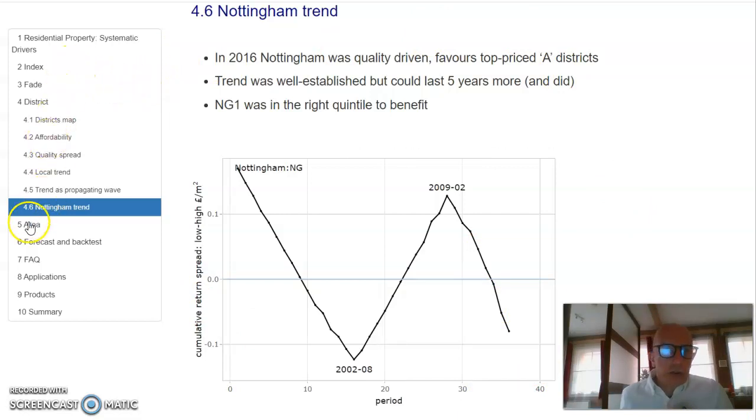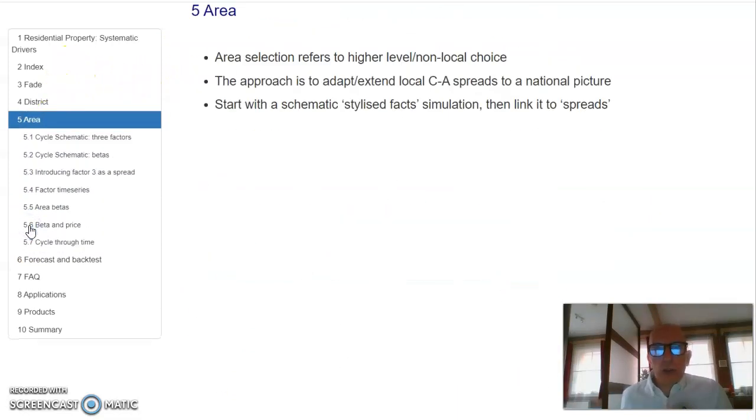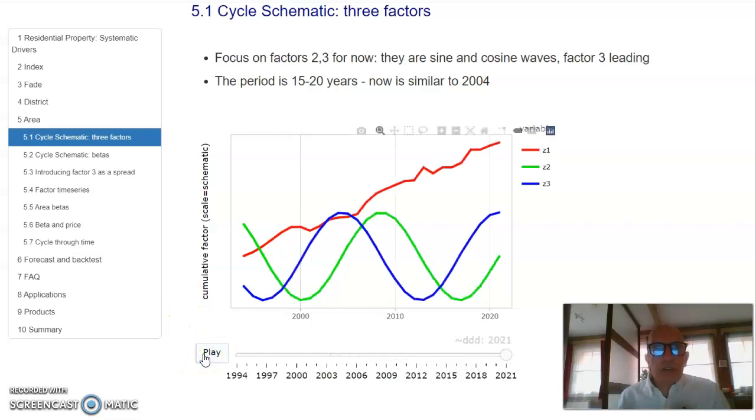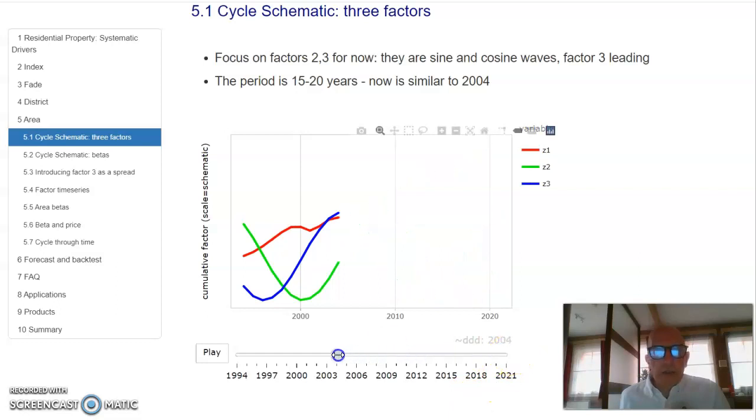Now I'm going to try to explain the national factor model by generalising the CA spread. The content is okay, but I'm actually not so happy with the presentation, so I'll just skim it. The area selection refers to a higher level non-local choice, and the stylized diagram shows three factors. Factor 1 is the market average as a whole, factors 2 and 3 are like sine and cosine waves, and factor 3 leads, and the period is about 15 to 20 years. So now we're effectively in 2004, playing it again.